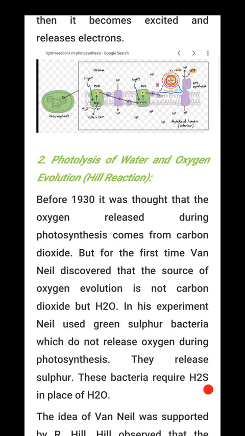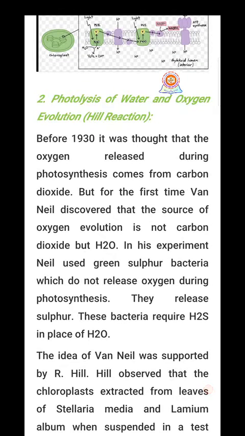But for the first time, Van Niel discovered that the source of oxygen evolution is not carbon dioxide, but water or H2O. In his experiment, Van Niel used green sulfur bacteria, which do not release oxygen during photosynthesis. Instead of oxygen, sulfur is released. These bacteria require H2S in place of H2O.